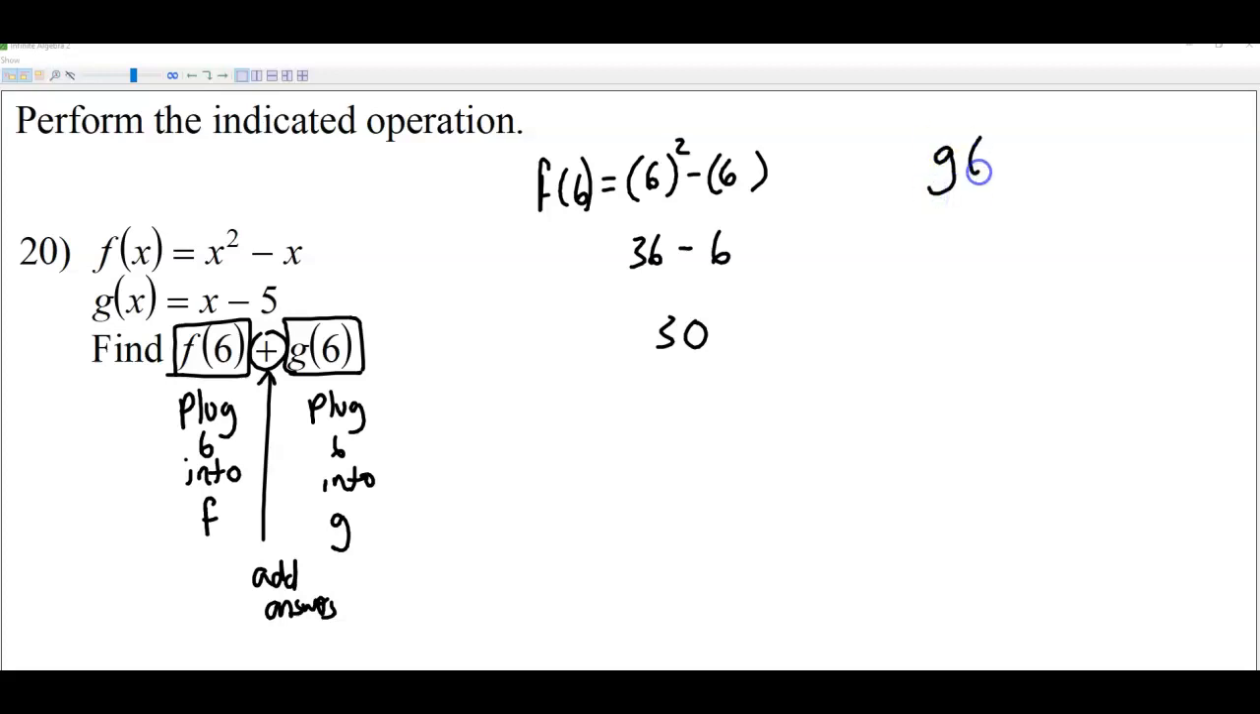Next, we have g of 6. The g function is given by x minus 5. And we're plugging in 6, and that's just going to be 1.